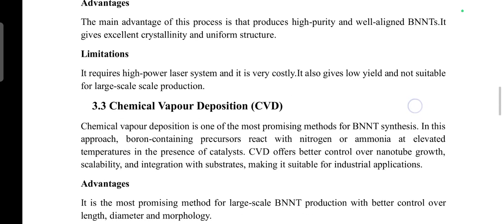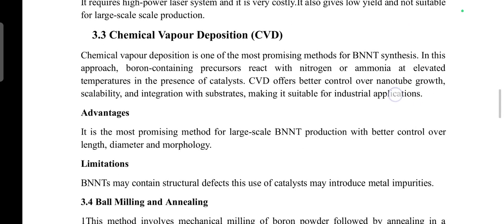Chemical vapor deposition method. What is the chemical vapor deposition method? Chemical vapor deposition is one of the most promising methods for boron nitride synthesis. In this approach, boron containing precursors react with nitrogen or ammonia at elevated temperature in the presence of a catalyst. We can say that catalysts are present with nitrogen at high temperatures, and the boron containing precursors react with nitrogen and ammonia at a high temperature in the presence of the catalyst.